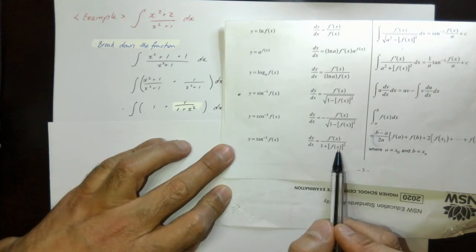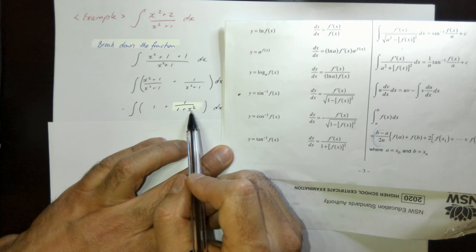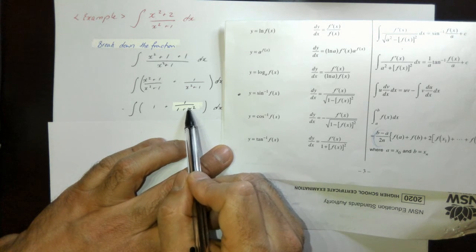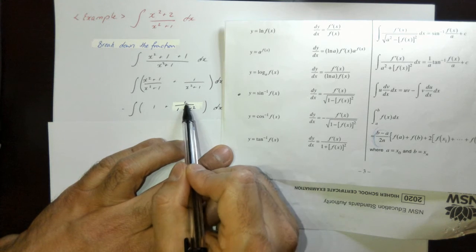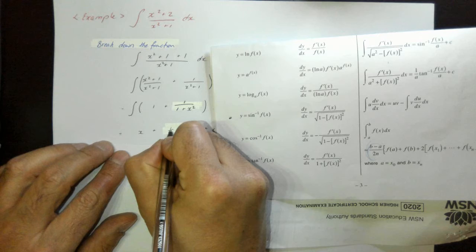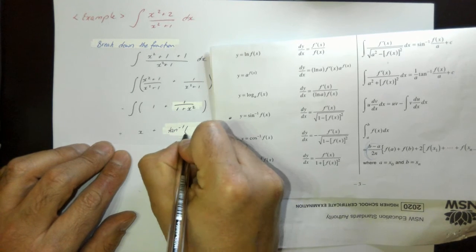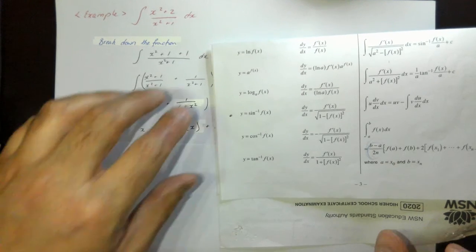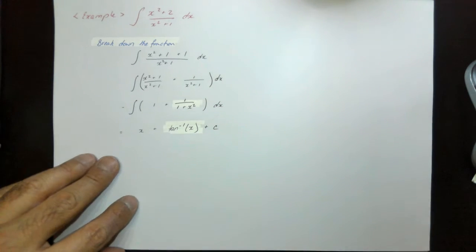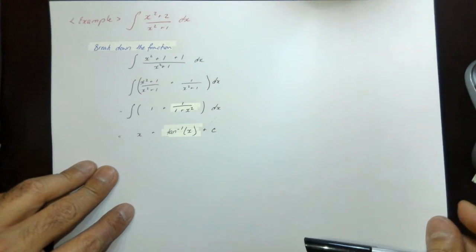The derivative of x, if I take the square root of that, it just gives me x, and that's the derivative of 1. So this is actually tan inverse of x plus c.